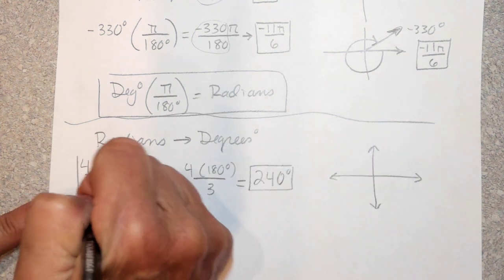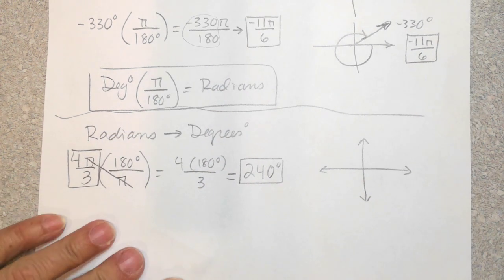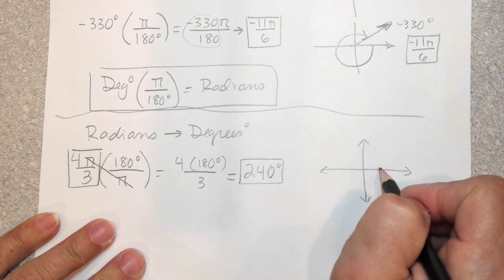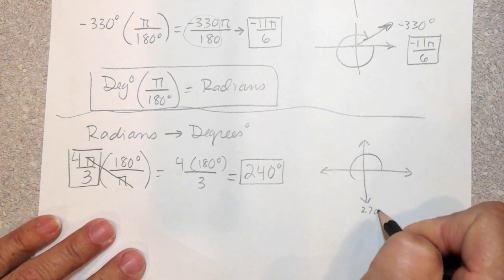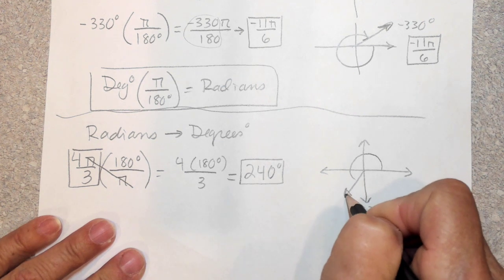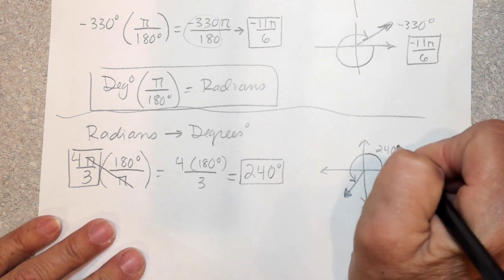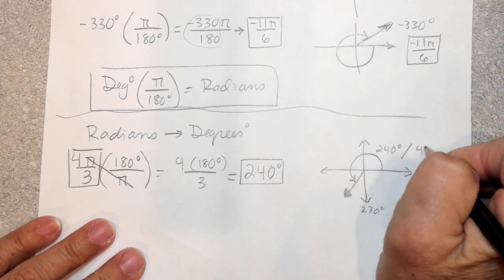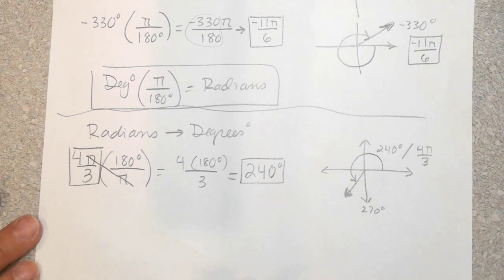So if someone told me to go ahead and graph 4 pi thirds, I might not know exactly what to do, but I can convert that and say, okay, I'd have to pass by 90, pass by 180, but stop short of that 270 mark. And so I'm looking at something probably down here. That's a 240 degree angle, but now I'm finding out that's also a 4 pi thirds angle in radians.